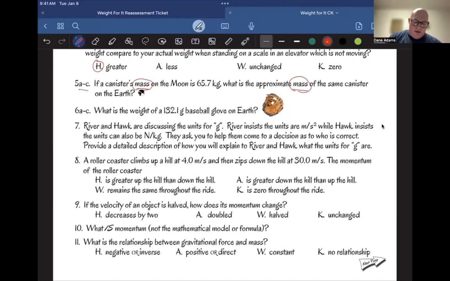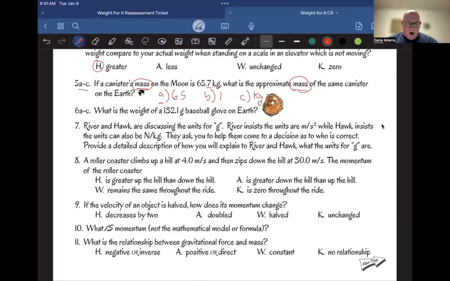So to answer this correctly, part A, I will put 65. Part B, I'll put 1 decimal place. And C, I will put kilograms. Okay. A few of us had issues with part A. Please don't record any decimal places on part A. So don't put 65.7, just put 65.